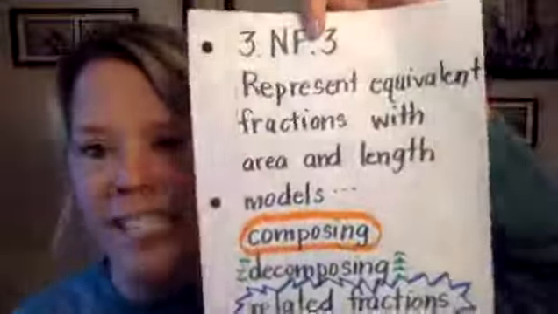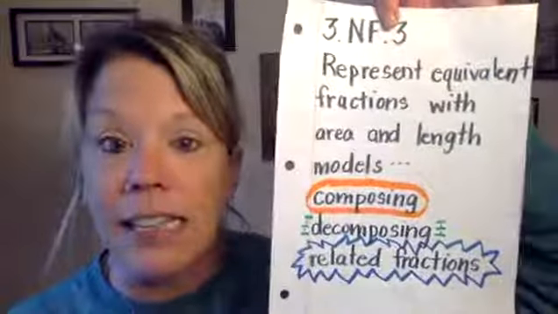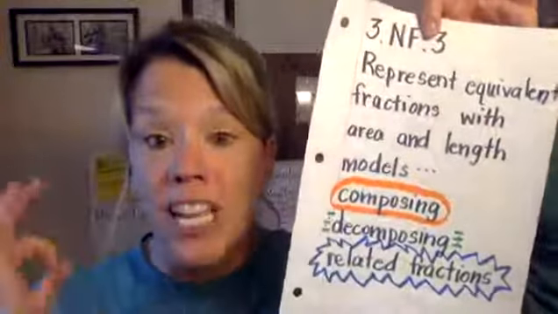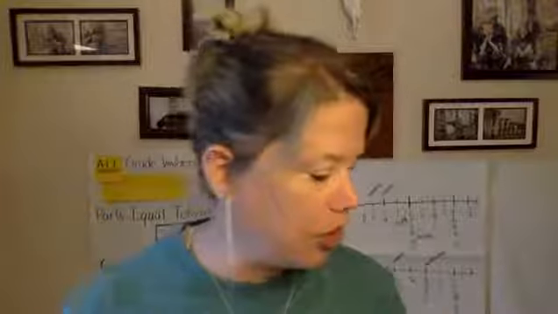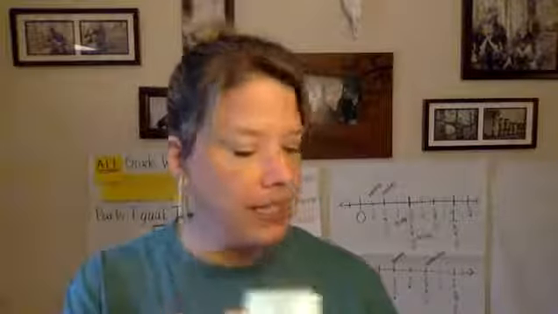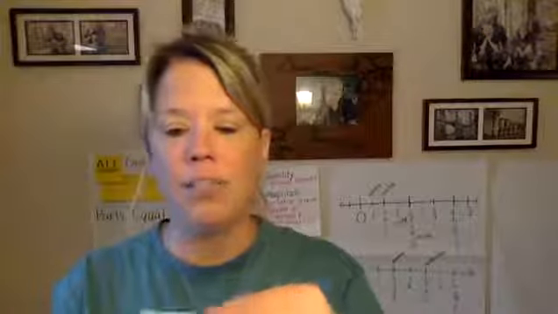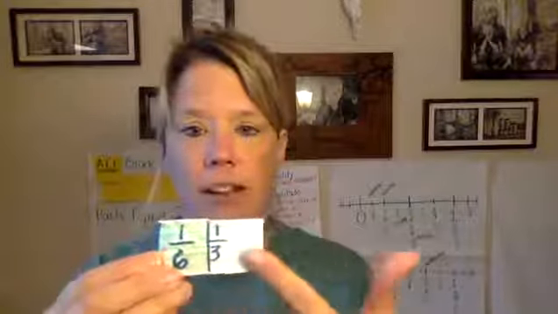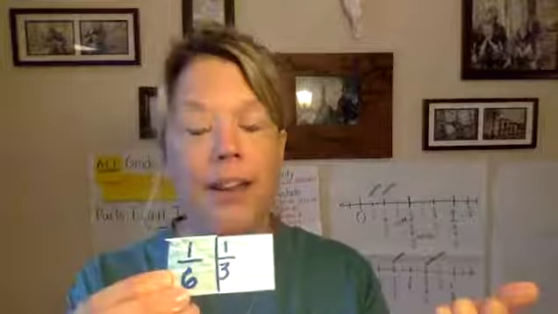Okay. So we are representing equivalent fractions with area and length models. And remember, equivalent means they have the same area. It means they take up the same amount of space. I'm going to show you what that means. If I have 1/3, and I put 1/6 on top of it, does that cover the whole area of the third? Negative. But if I add another 1/6, it has to be the same unit.